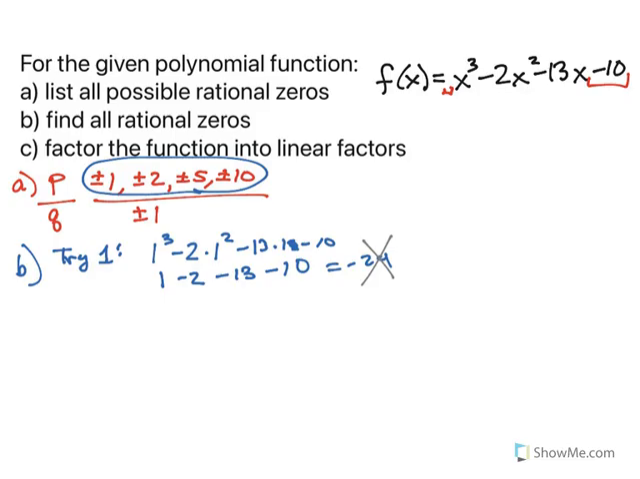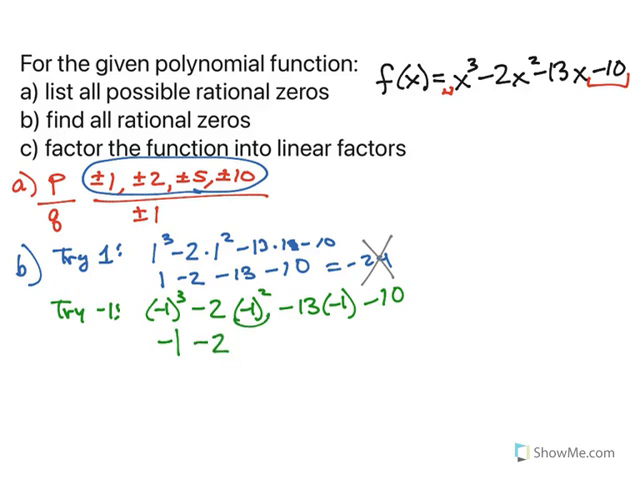Okay, so it's not 1. All right, well, let's try negative 1. Okay, so if I try negative 1, I'm going to do negative 1 cubed minus 2 times negative 1 squared minus 13 times negative 1 minus 10. What does that give me? I have negative 1. If I have negative 1 squared, that's positive 1, so this is going to give me a minus 2, plus 13, minus 10. That's 0. That's what I want.